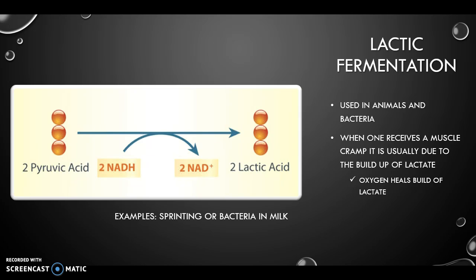When one receives a muscle cramp, it is usually due to the buildup of lactate. Oxygen heals the buildup of lactate, so this is why lactic fermentation is only temporary, because over time the lactate buildup becomes too much for humans and/or animals. Examples can be sprinting or bacteria in milk.